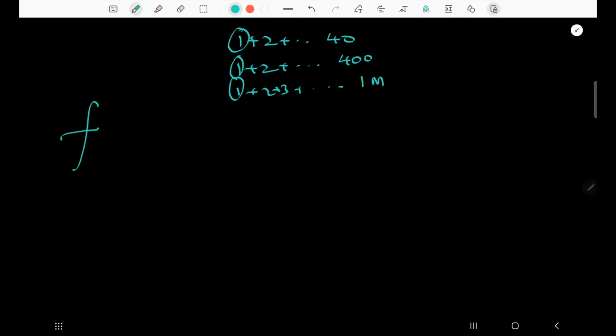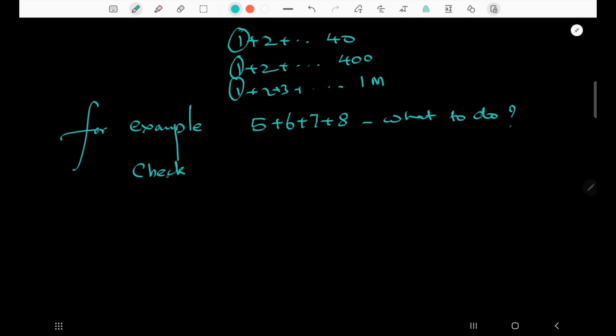Then for example, if we have 5 plus 6 plus 7 plus 8, let us take four terms. So now the series does not start from 1. Here what to do? Okay, the above formula will not work. Let us check the above formula.